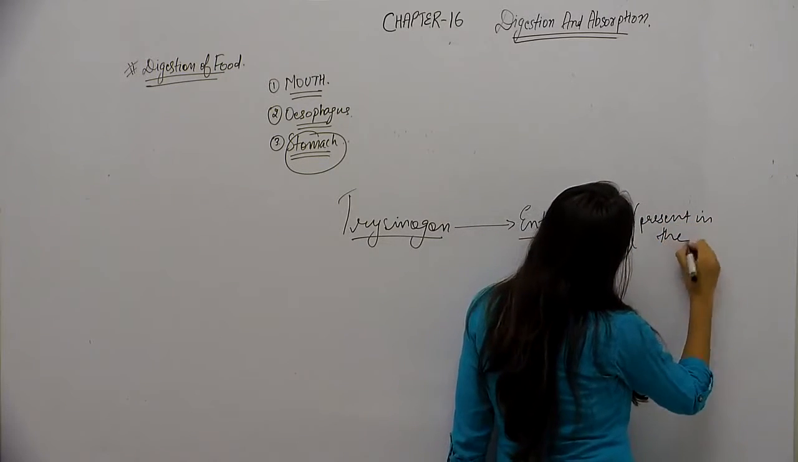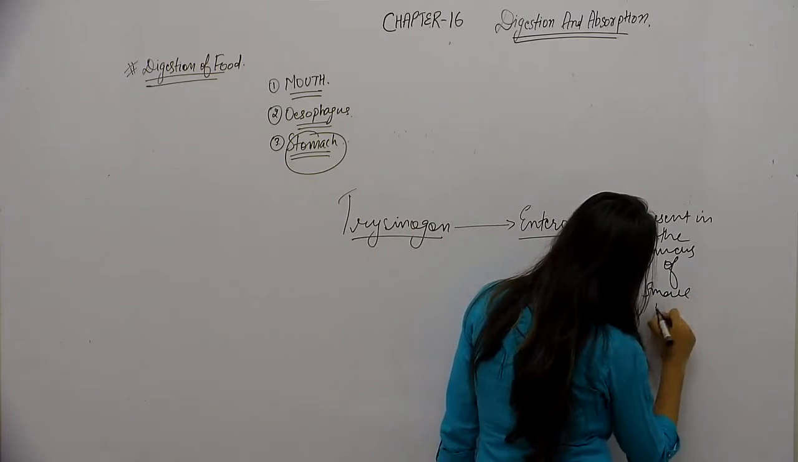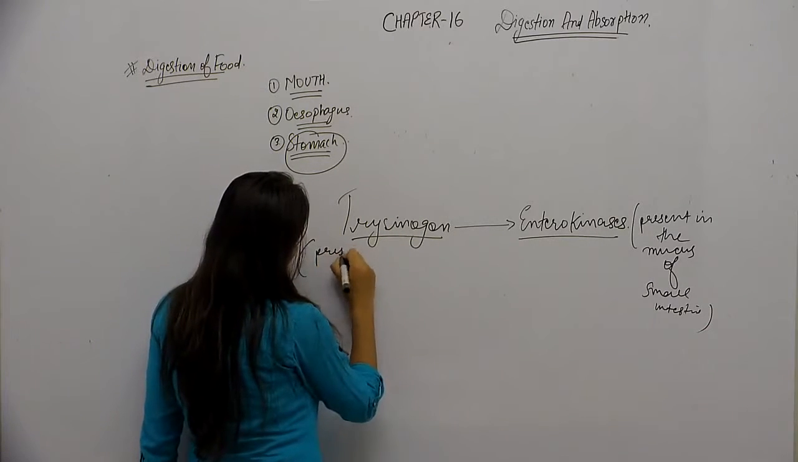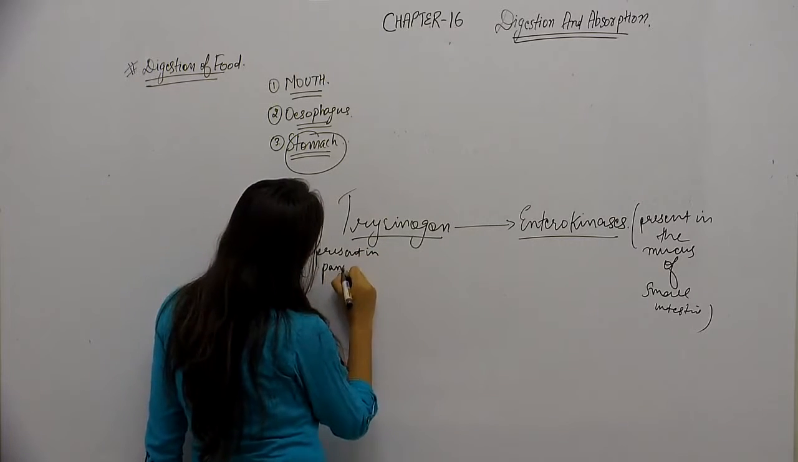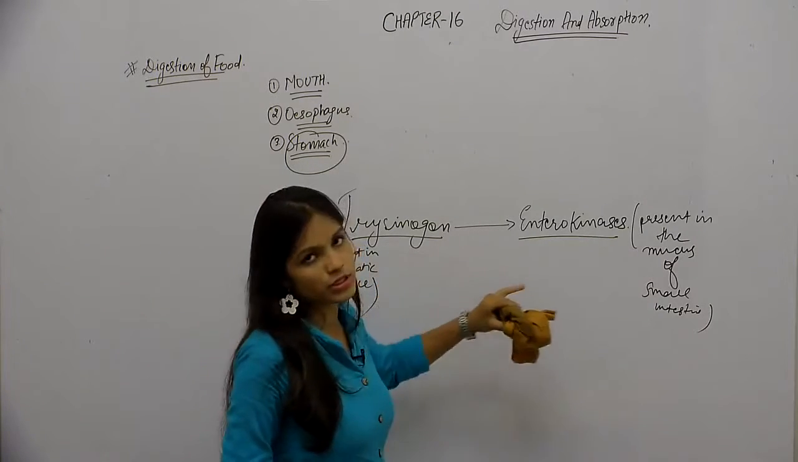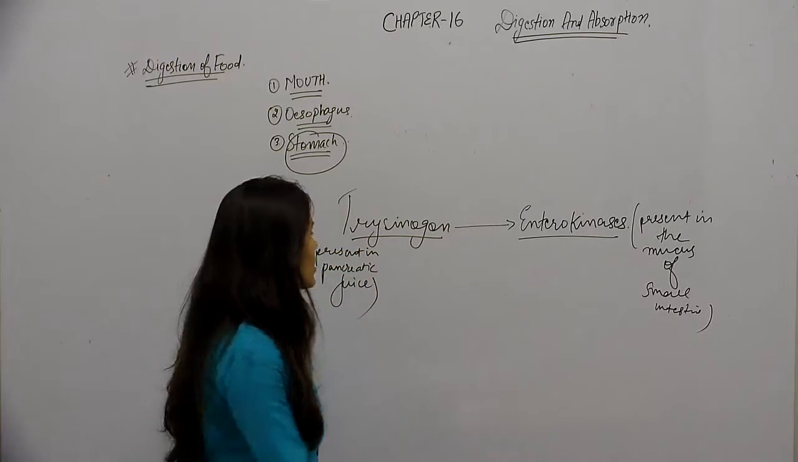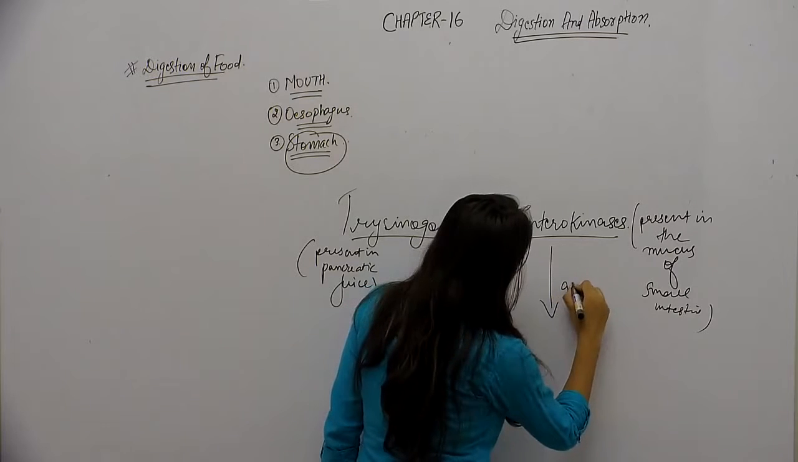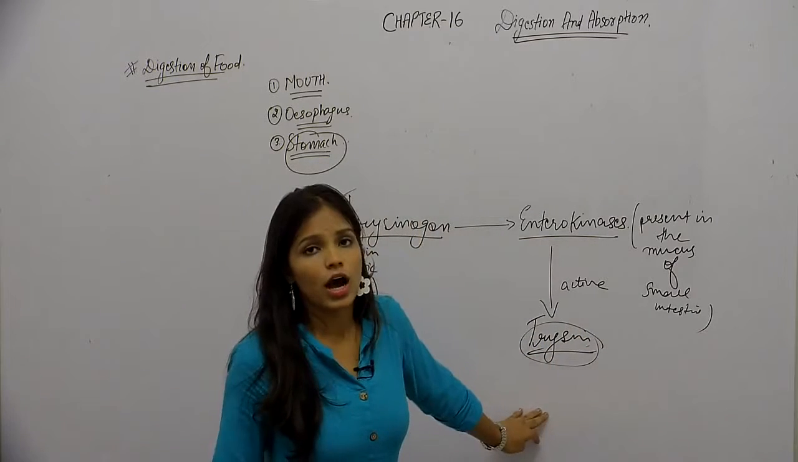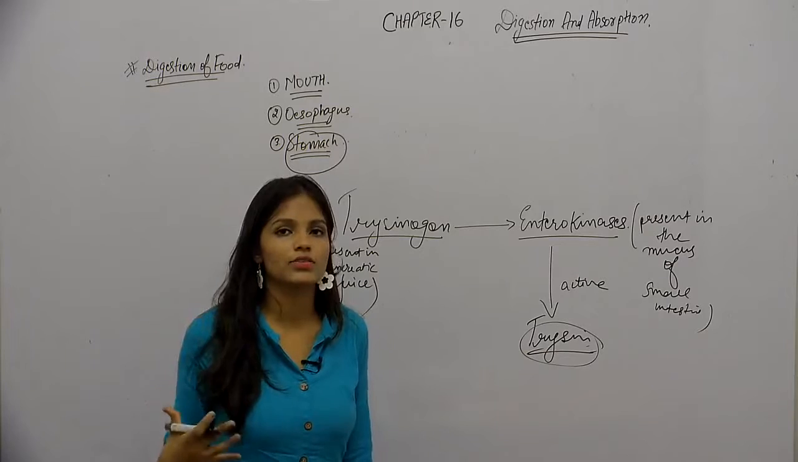which are present in the mucus of the small intestine, and the trypsinogen is present in the pancreatic juice. Now when the trypsinogen comes in contact with the enterokinases present in the mucus of the small intestine, it becomes active trypsin, and now this acts upon other enzymes that are present in the pancreatic juices and also in the small intestine, and then it initiates the activation of the other enzymes.